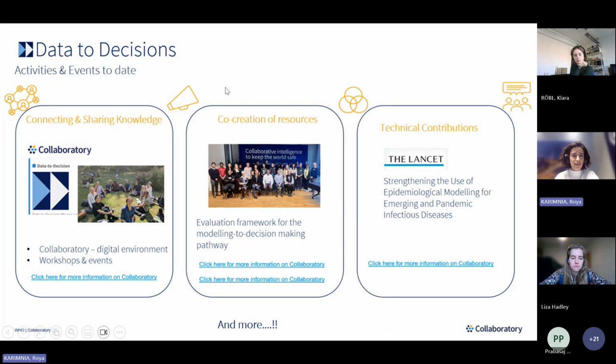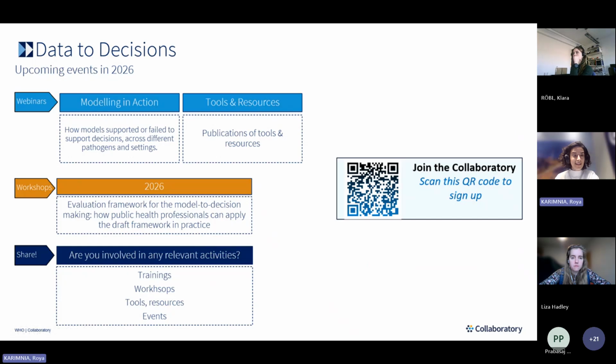In terms of upcoming events, we hope that this webinar series will continue with a focus on modeling in action, how infectious disease models have supported or failed to support decisions across different settings and pathogens, and also hoping to have another series looking at the tools and resources that are available and presenting on those. Workshops that are coming up, also looking at having a workshop on how public health professionals can apply an evaluation framework that's currently being drafted by the community members, specifically the Robert Koch Institute, London School of Hygiene and Tropical Medicine, along with the WHO Hub, for the model to decision-making pathway.